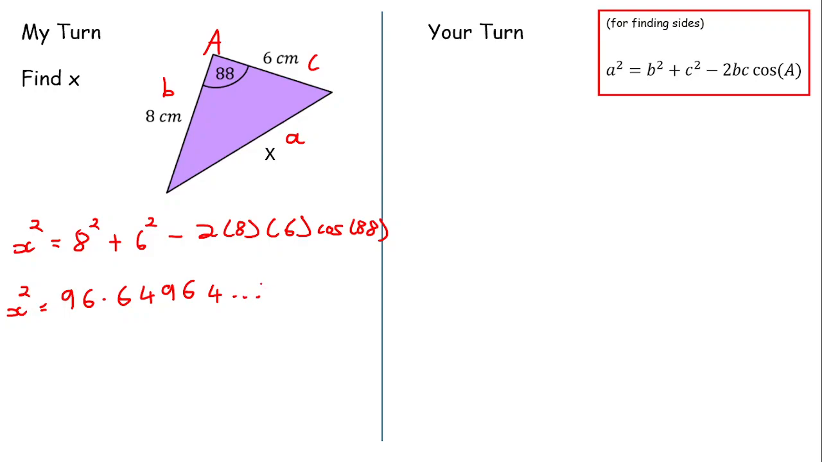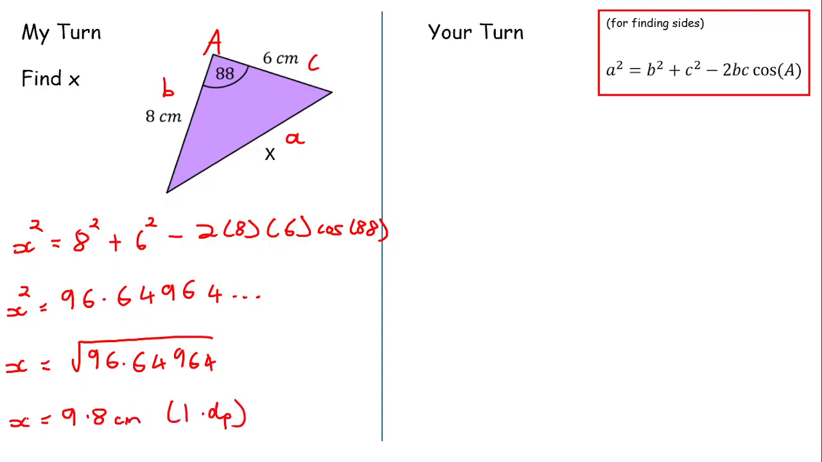What's really important here is that you don't round too early. That's not my final answer. I've got x squared and I want to find x, so I've got to square root this number. If you round too early, you might get a mistake in your answer, so keep quite a few decimal places until the end. If I square root that, I get 9.8 centimeters to 1 decimal place. That is my answer, 9.8, which is good.